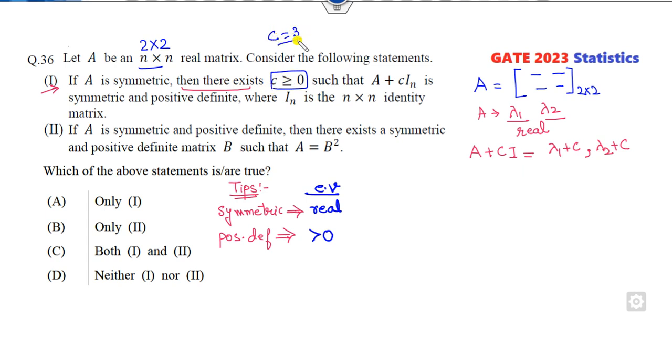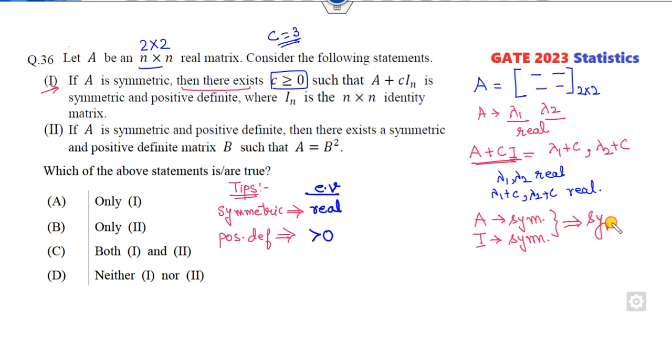Say C is 3. C, lambda 1 and lambda 2 are real numbers, so lambda 1 plus C and lambda 2 plus C are also real numbers. Second, A is a symmetric matrix. I is the identity matrix, which is also symmetric. So the sum of two symmetric matrices is a symmetric matrix. So this option is true.